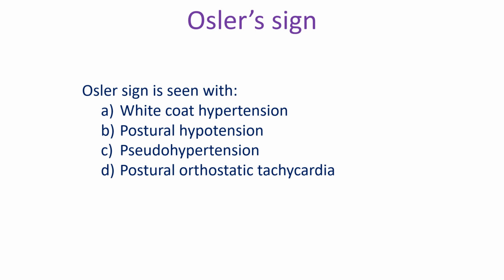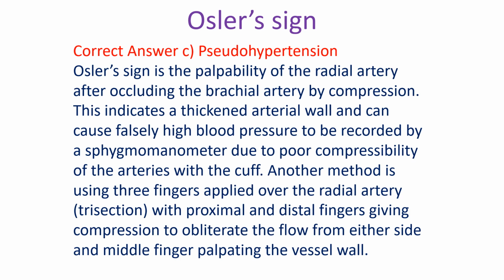Osler's sign is seen with: A. White coat hypertension, B. Postural hypotension, C. Pseudohypertension, D. Postural orthostatic tachycardia. Correct answer C. Pseudohypertension. Osler's sign is the palpability of the radial artery after occluding the brachial artery by compression.